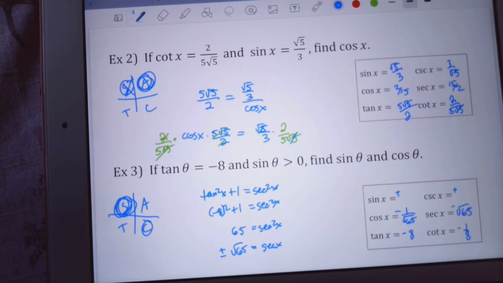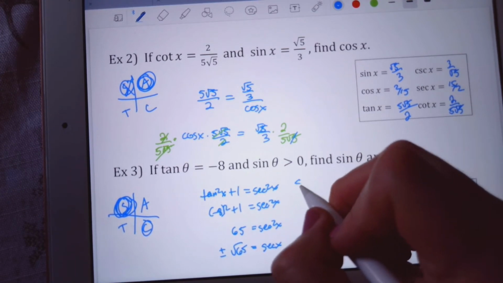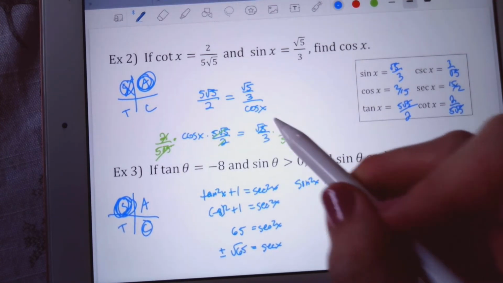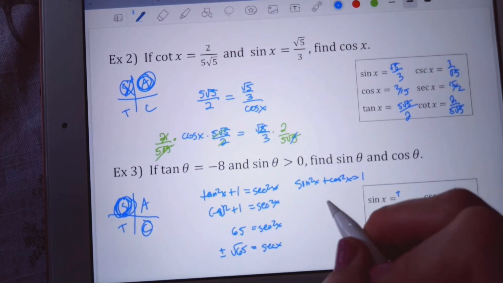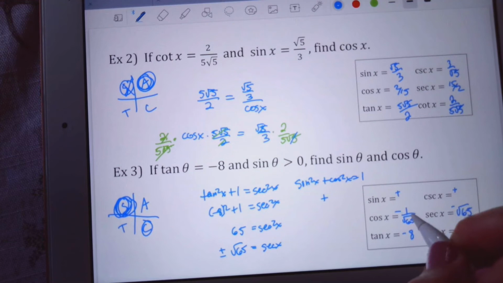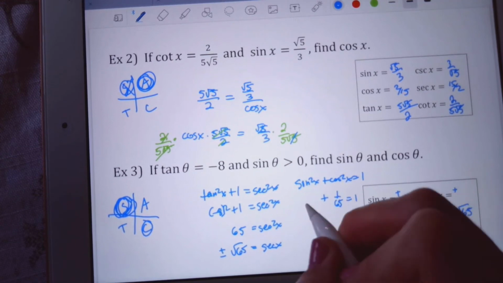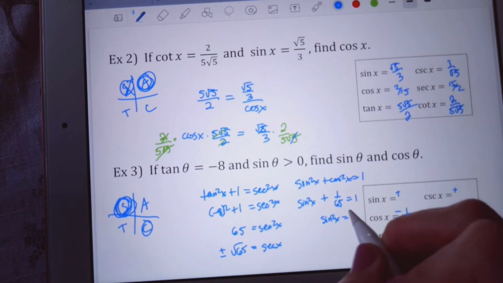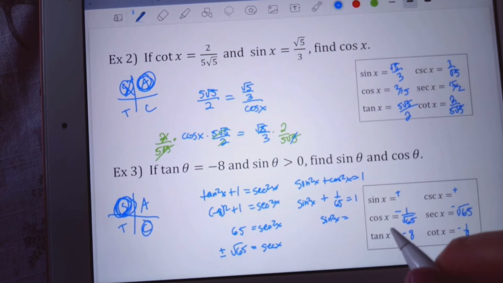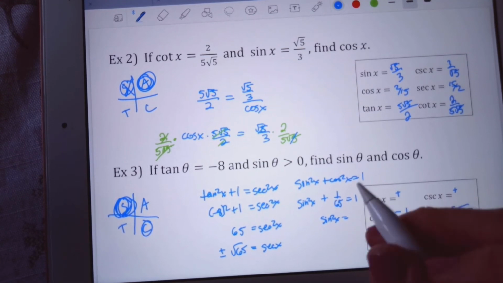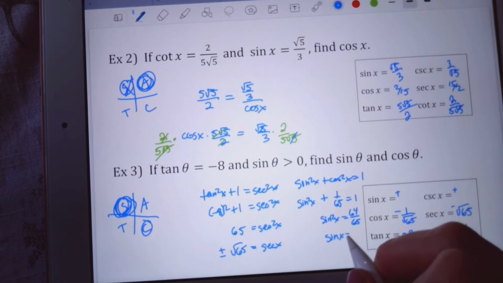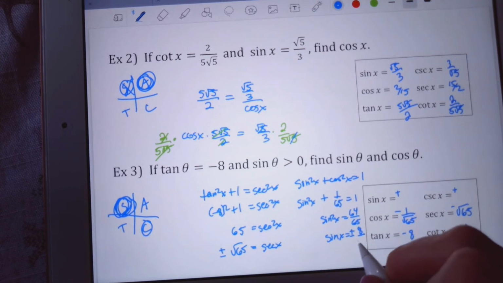Okay, so now I got a couple different routes. Why don't I do this? Sine squared plus cosine squared equals 1. Or I could do what I did up here earlier, but I like this better. So if I square the cosine, I get 1 over 65. And then over here, I still got sine squared. What's 1 minus 1 over 65? So 1 would be 65 over 65. Well, 65 over 65 minus 1 over 65 would be 64 over 65.